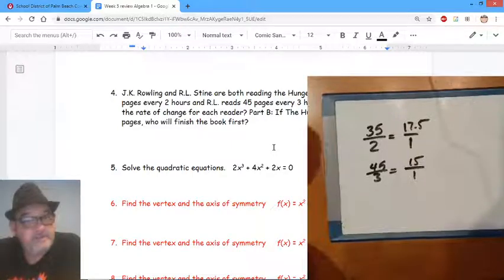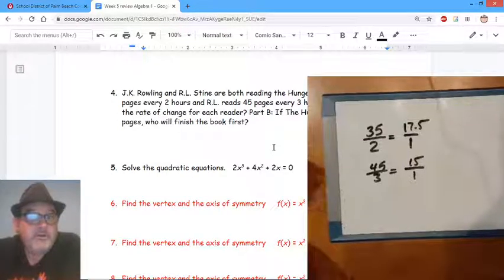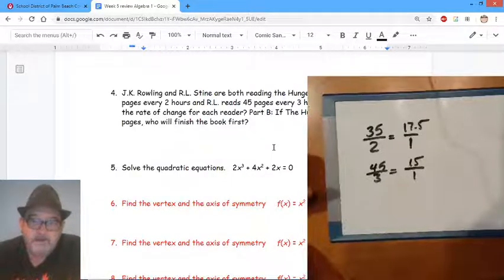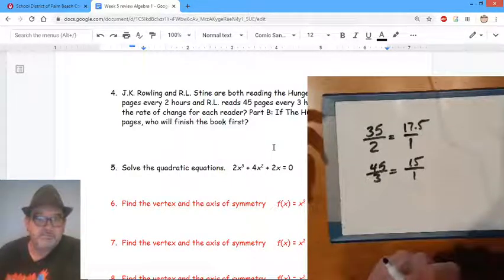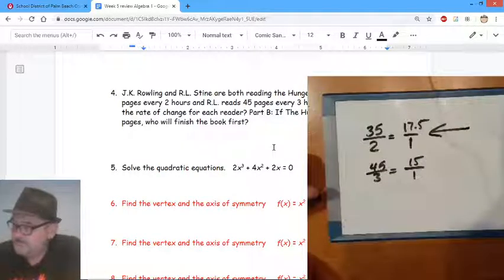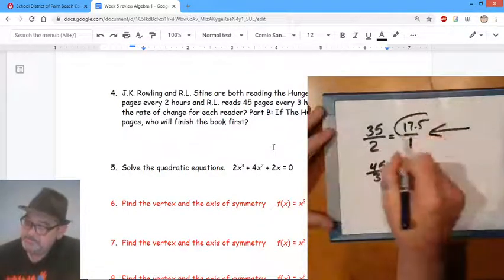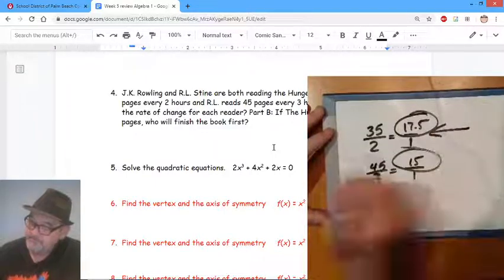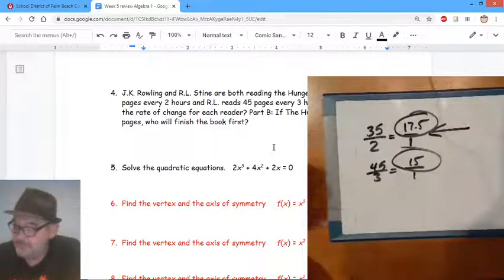So there you go. Rate of change for both. If The Hunger Games is 355 pages, who will finish the book first? Well, guys, come on. Who's going to finish the book first? This guy. Who's that? J.K. Why? Because she reads this many pages an hour. R.L. Stine reads that many pages an hour.